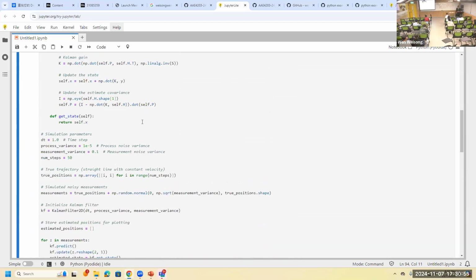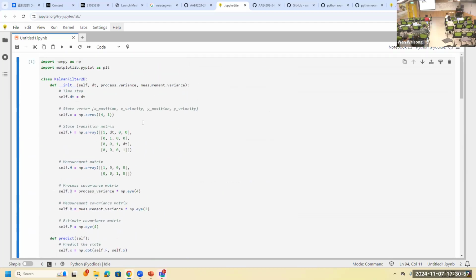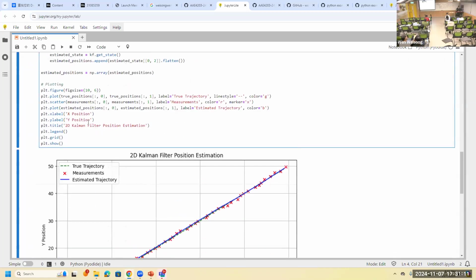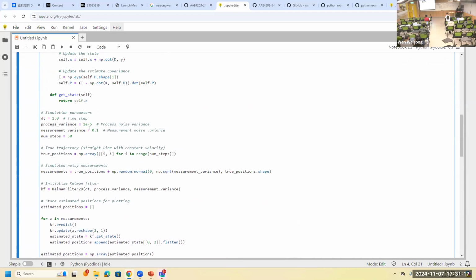Okay, so let's go through the code line by line. As we mentioned, we have two main procedures. The first one is prediction. The second one is the update. I assume you already have some background knowledge about Python, so I don't need to explain the grammar of Python.